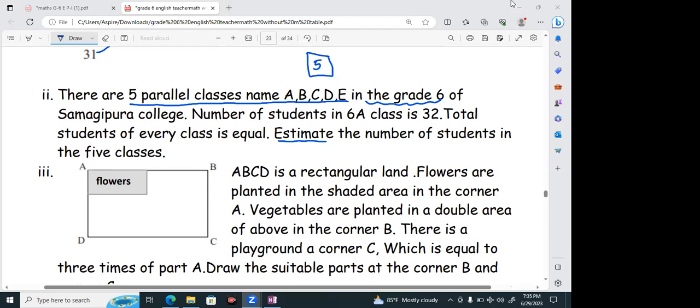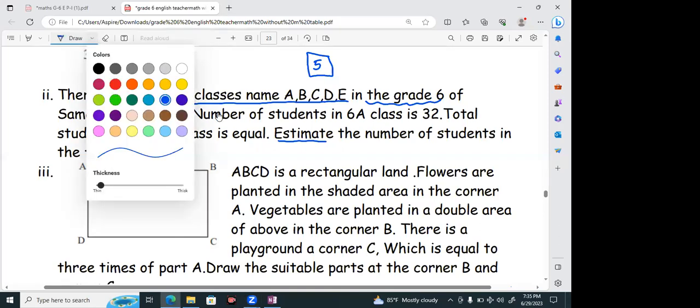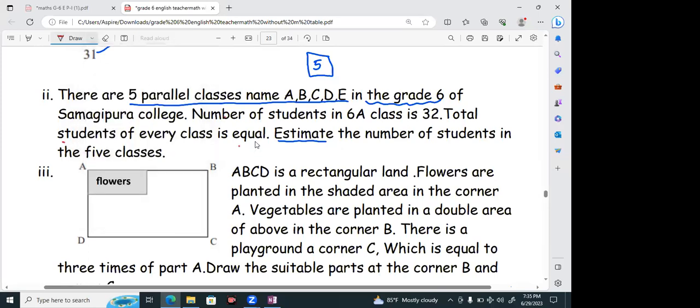And they have mentioned how many students are there in the 6A class. 32 students are there. And the most important part of this question is that the number of students in every class is equal.